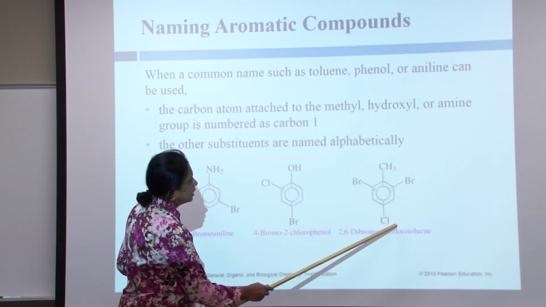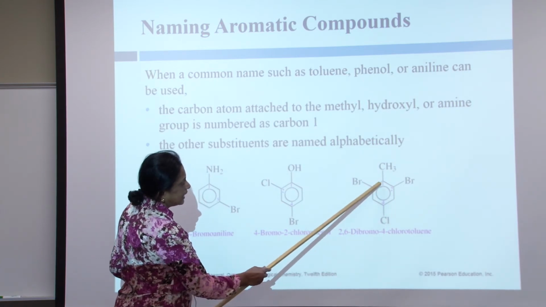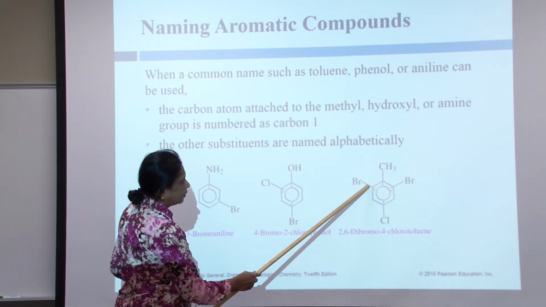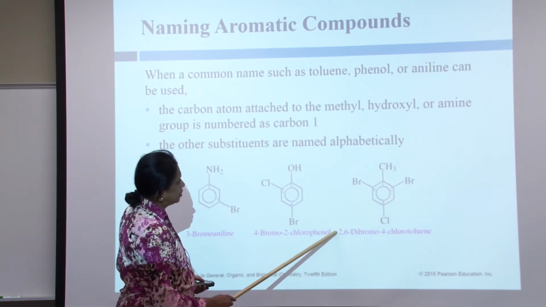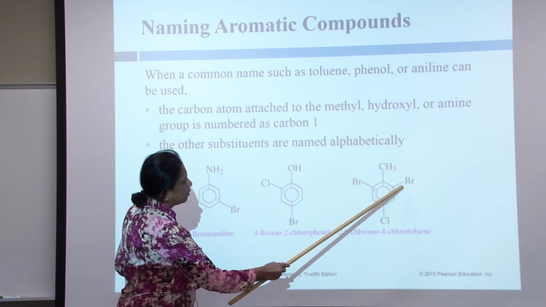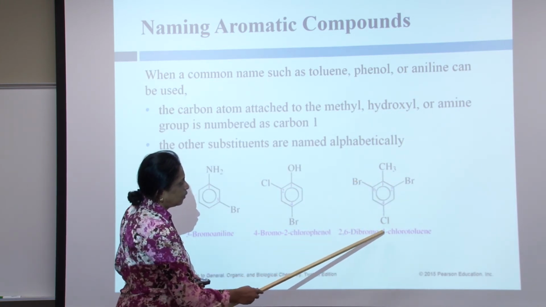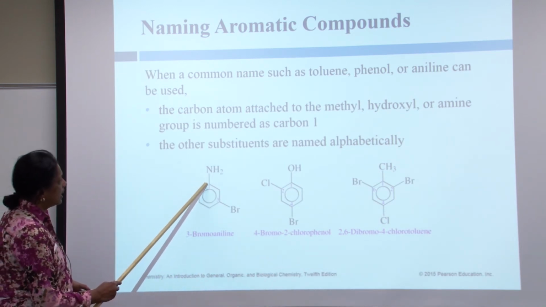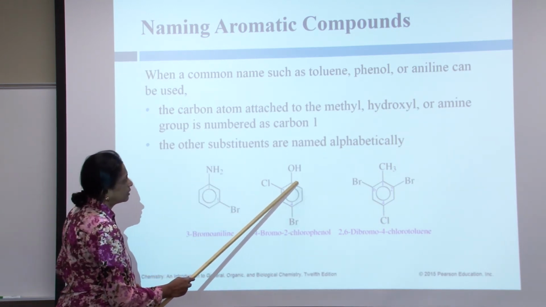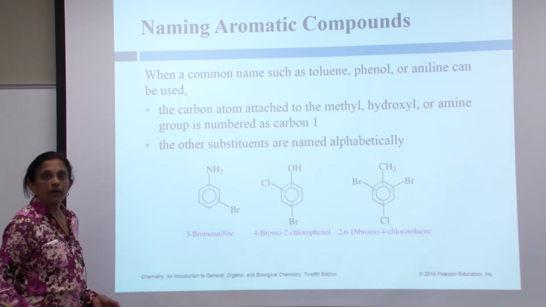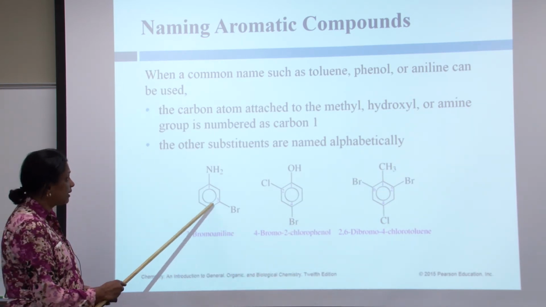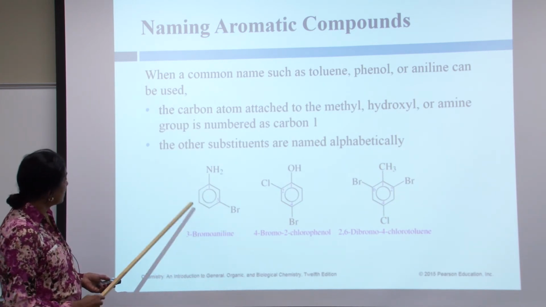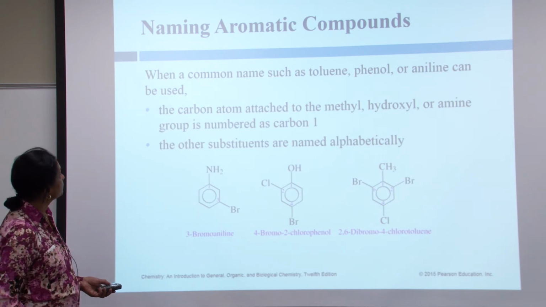So this is toluene, so the methyl takes the number 1. Either way, you will go 2, 4, 6. So 2,6-dibromo, B comes before C, 4-chlorotoluene. So when you have an amino, hydroxyl, or methyl group, the numbering starts with that substituent, and the other substituents are named alphabetically.